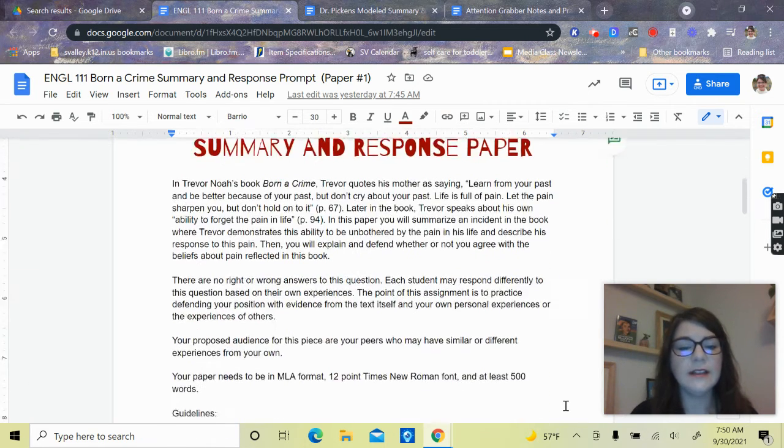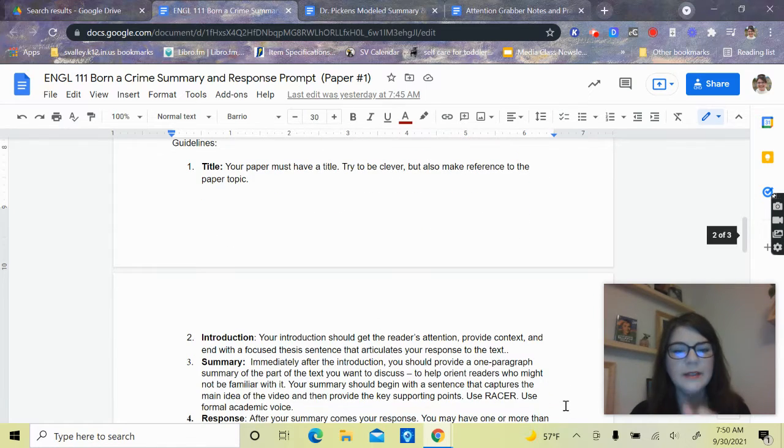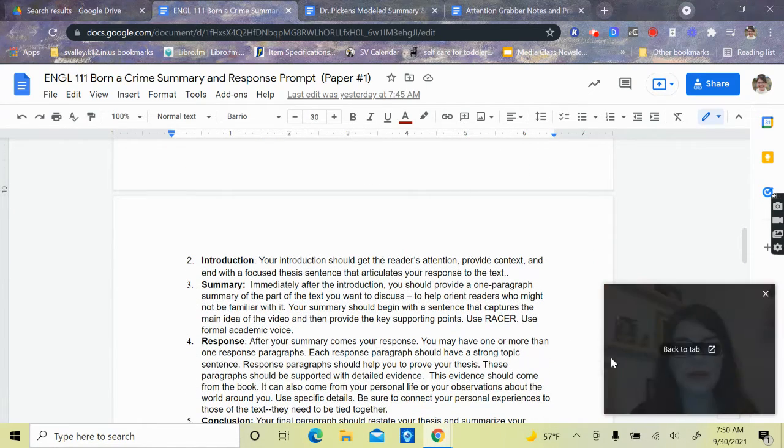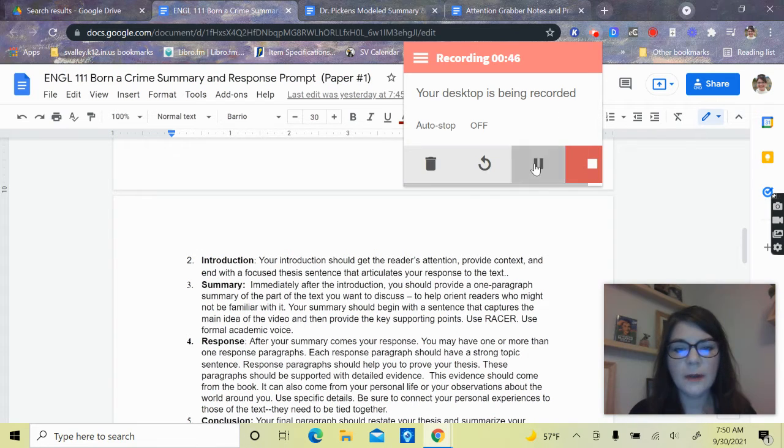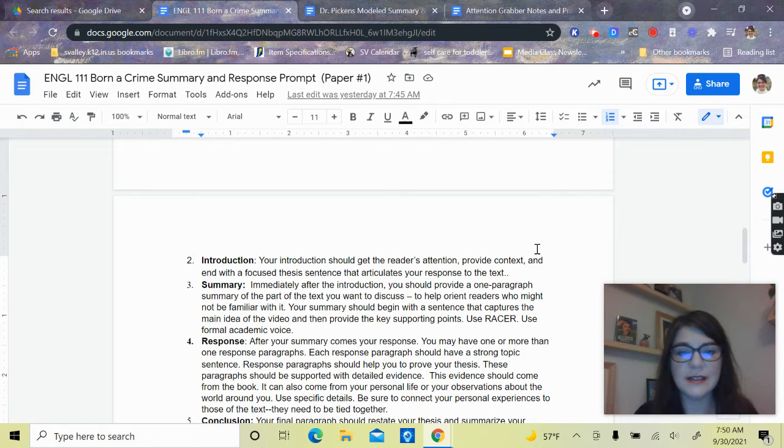So let's look at this summary of paper. Your introduction should get the reader's attention, provide context, and end with a focused thesis statement that articulates your response to the text. So the word thesis statement here really just has to do with a sentence, or maybe two, but probably a sentence, where you just make it really clear what your position is in response to the prompt, or what your main claim is going to be, to use another word that we've been using throughout this course. All right, so that's our introduction.